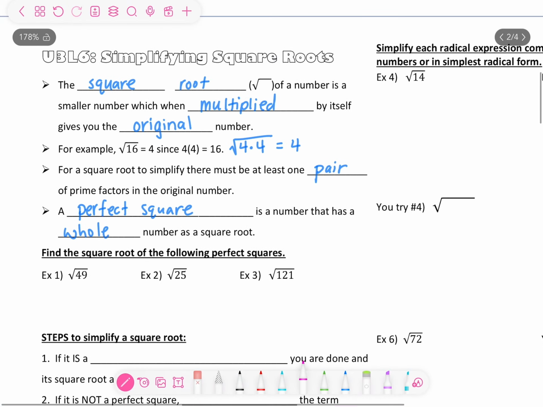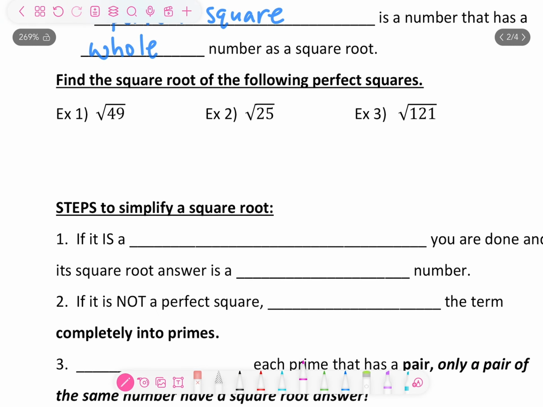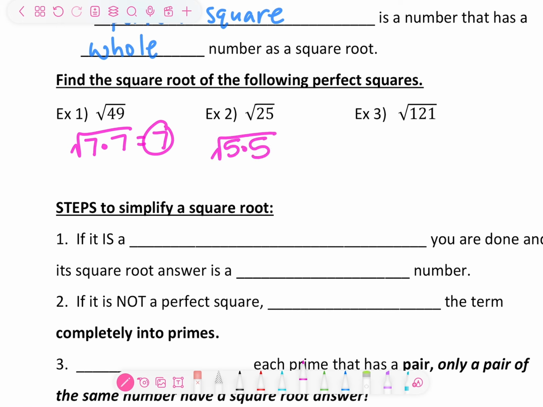So here we go. Now we have find the square root of the following perfect squares. So I'm telling you these are perfect squares. Normally I wouldn't tell you. You would have to look and figure it out. But the square root of 49 is the same as the square root of 7 times 7, which means the answer is just a whole number, 7. Okay. Square root of 25 is the same as square root of 5 times 5, which means the answer is a whole number, 5. And the square root of 121 is the same as the square root of 11 times 11, which means the answer is a whole number, 11. Notice that our answers do not have a square root in them, right? When you take the square root of a number times itself, you get just a whole number with no radical, right? There's no radical on the outside. It's just a whole number.